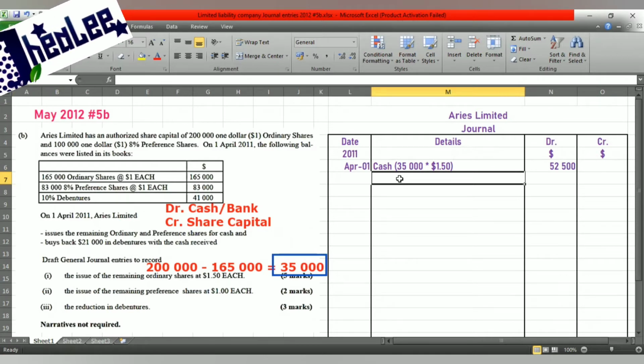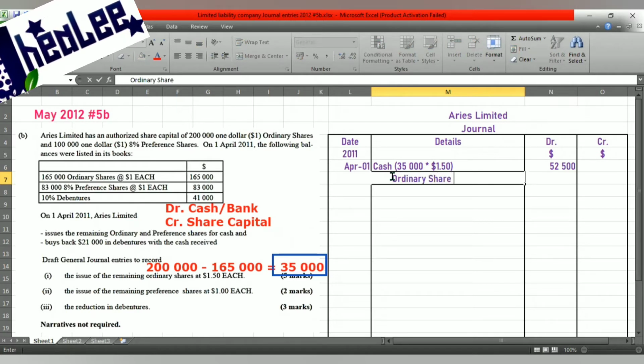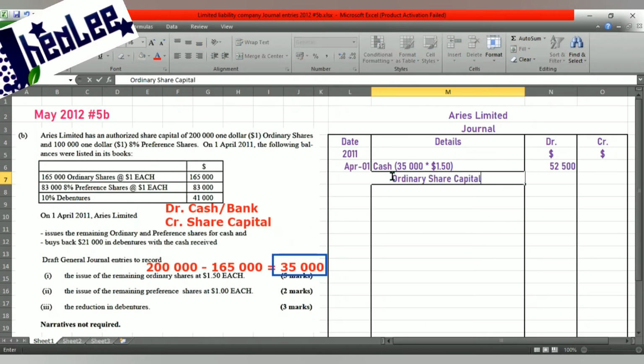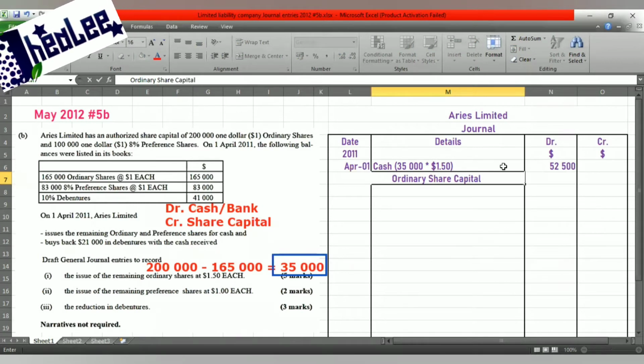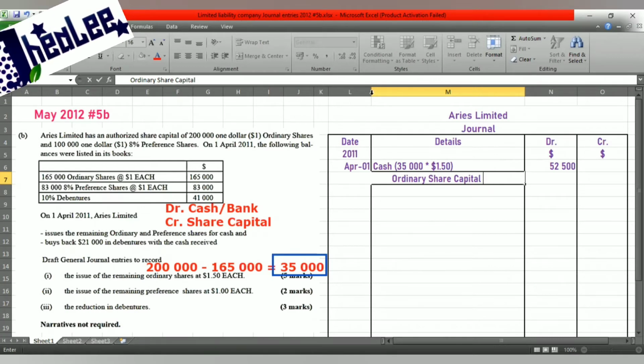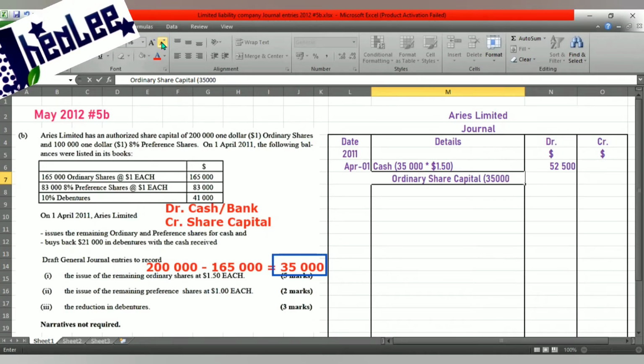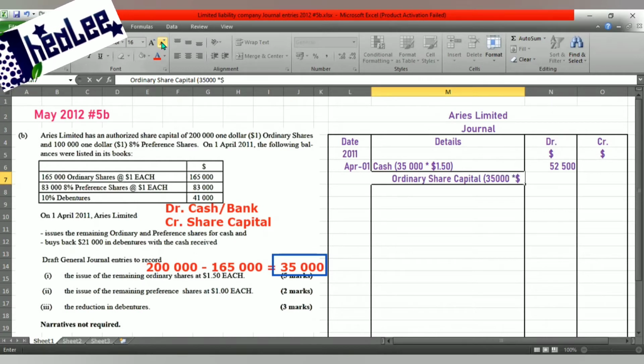In making your credit entry, you're going to record what you receive for the ordinary share capital, because that's an increase in capital. Once you sell shares, that's an increase in capital. And the value that you're going to record is at the par value or the nominal value or the face value. So that would be 35,000 times the rate of $1. So in our calculation, that would be 35,000 multiplied by $1.